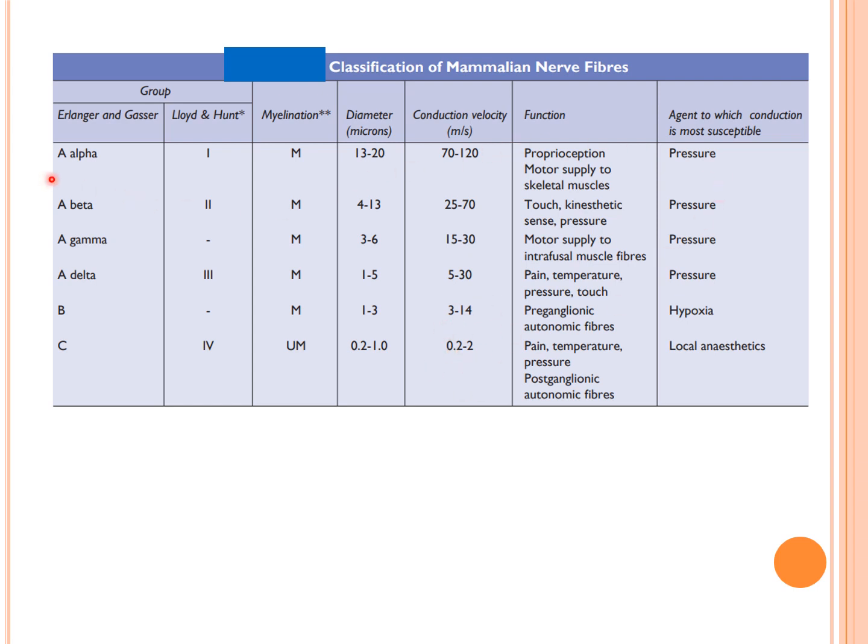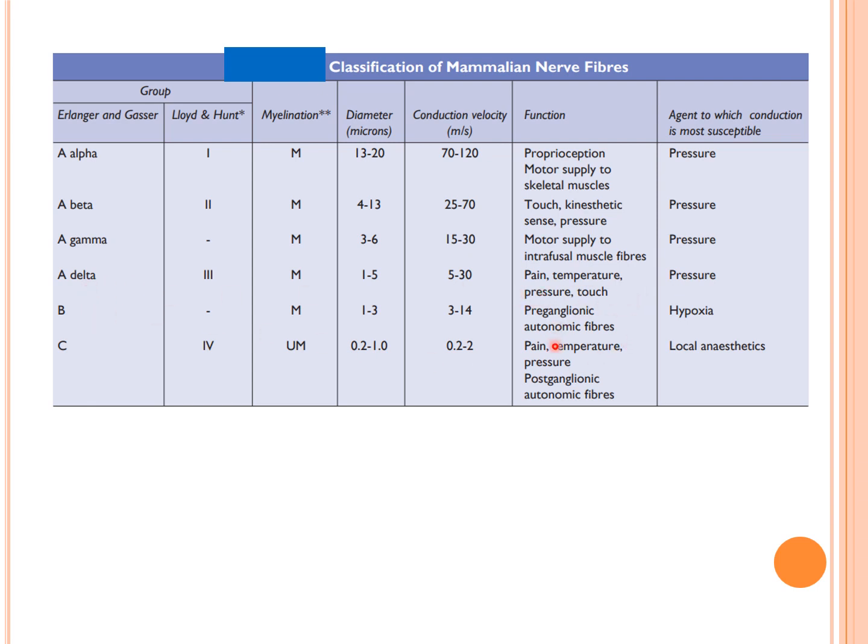The function of A alpha is both sensory and motor. The sensory function is proprioception, which means joint position sense, and it supplies motor supply to the muscle spindle, that is, the alpha motor neuron to the muscles. A beta is touch and pressure, and A gamma is the gamma motor neuron to the intrafusal muscle fibers. A delta is pain and temperature, pressure and touch, where the pain is the fast pain.